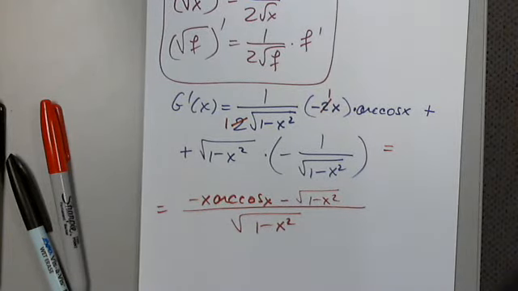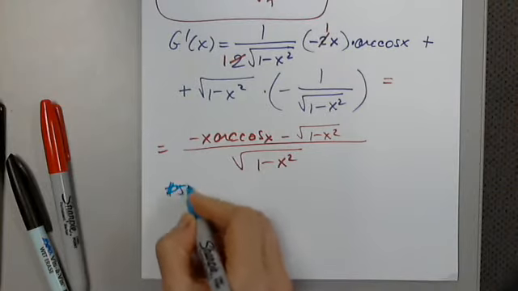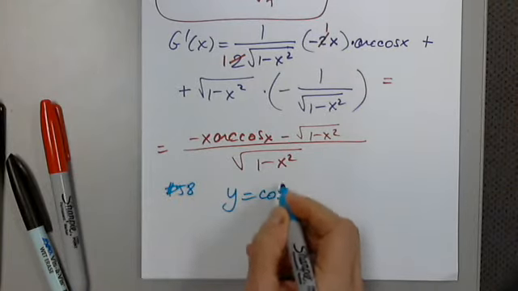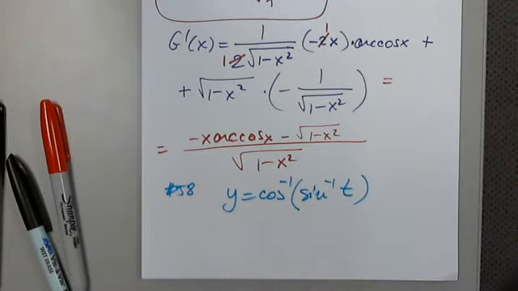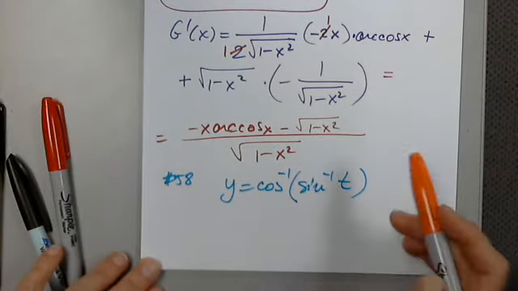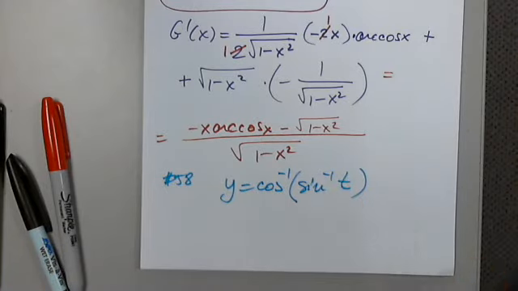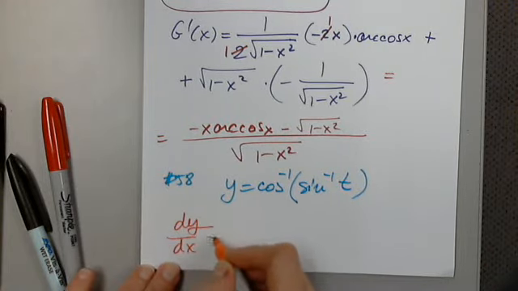Okay, should we choose another? Yeah, let's look at 58. It looks interesting. So we have y equals cosine inverse of sine inverse of t. There are only two functions here, right? The outer and the inner, since this is plain t. If instead of t we had 15t, then it would have been three functions. So y or dy over dx, whatever you prefer, in this case it doesn't matter.